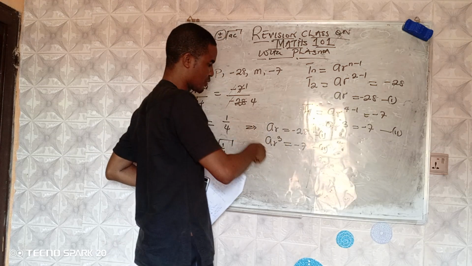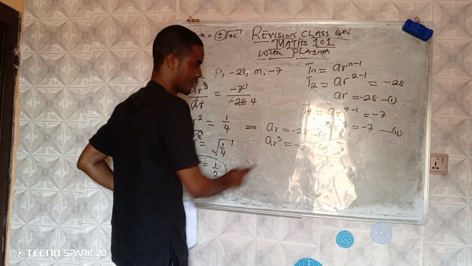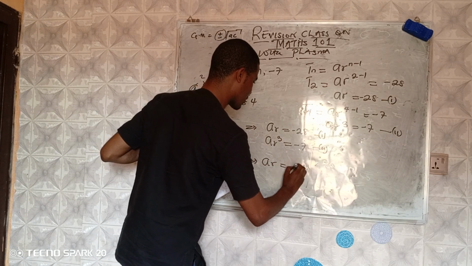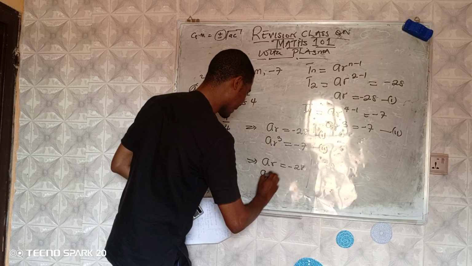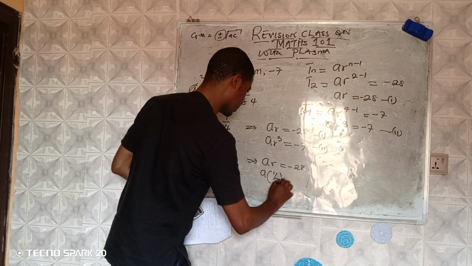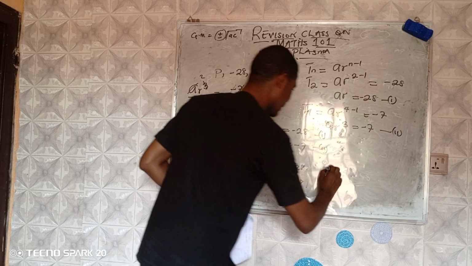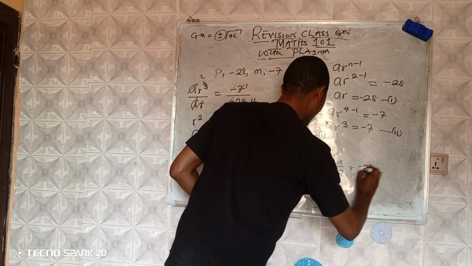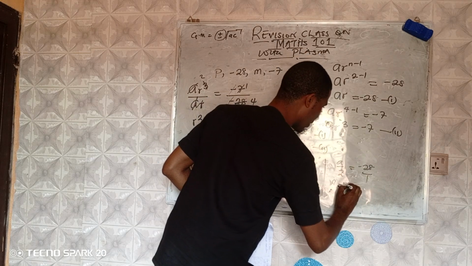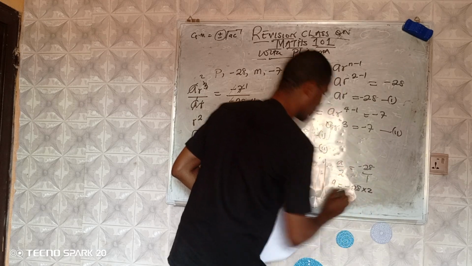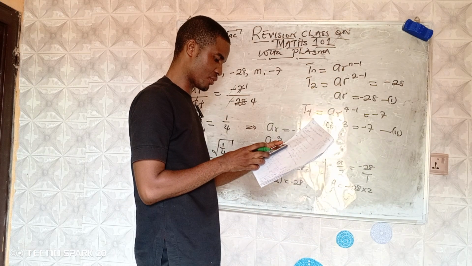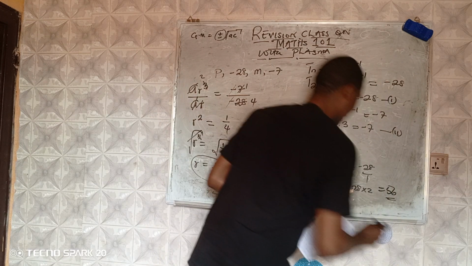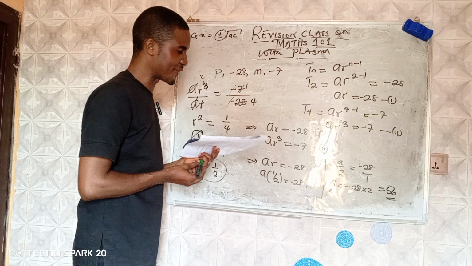If my r is 1 over 2, then what is going to be my a? I'll put the value of r into equation 1. So I'm going to have ar equals minus 28, which is equation 1. So a times 1 over 2 equals minus 28. That will give me a over 2 equals minus 28 over 1. a becomes minus 28 times 2. That is going to give me minus 56. Do you see it? So my value of a is 56.